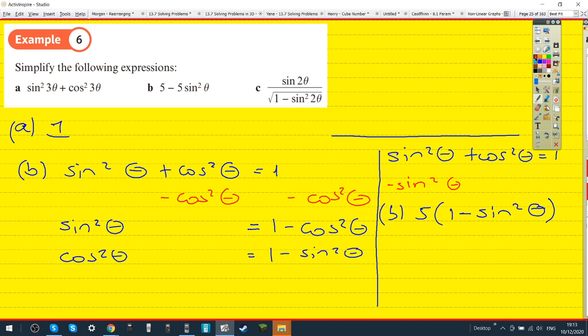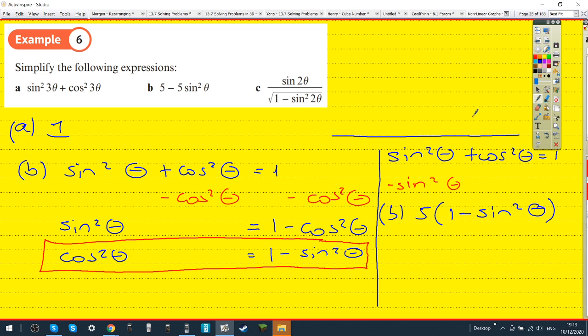What's 1 minus sine squared theta equal to? Cos squared theta. That's it. And that's simpler because it's not two things being subtracted. It's just one thing. Question C.